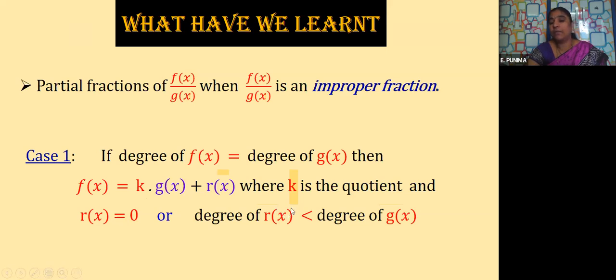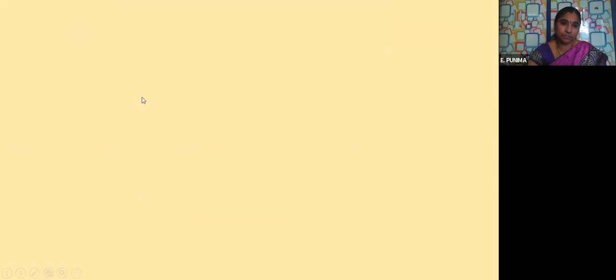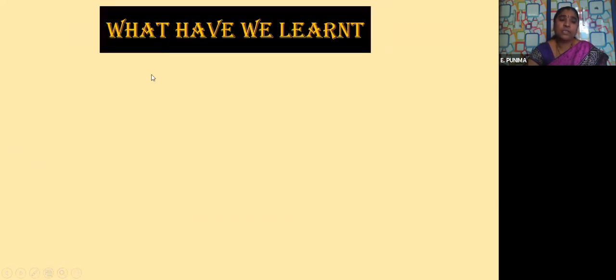or else the degree of r of x is less than the degree of g of x. See, the division process will always be continued until this condition is reached, children. Remember this one. Until you get the degree of r of x less than the degree of g of x, you have to continue your division process. Clear?